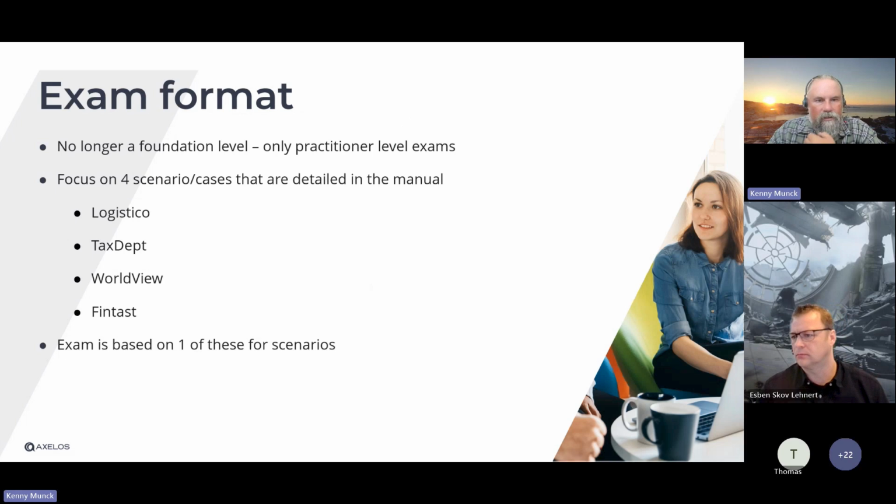We did just talk about the format in the very beginning, but with the introduction of this new MRR, there is no longer a foundation level. There is only a practitioner level exam, which I think is fine in this context. It's fine because understanding enterprise risk management is not a theoretical exercise, which the foundation level used to be. So, understand the terms, understand the processes. It's actually about doing it.